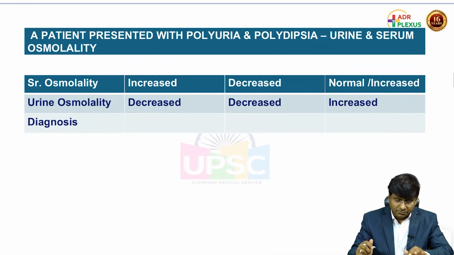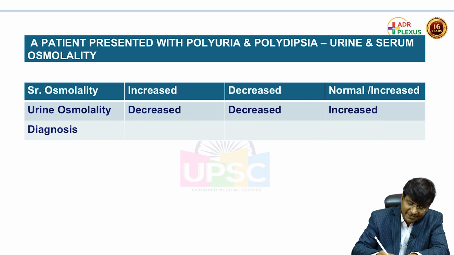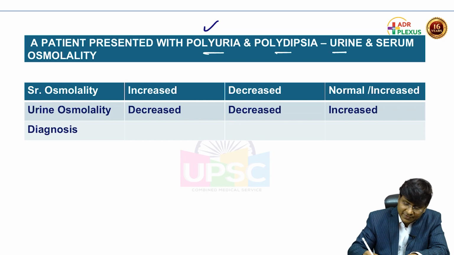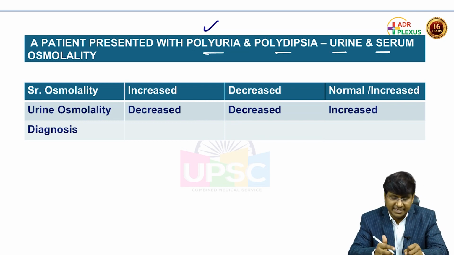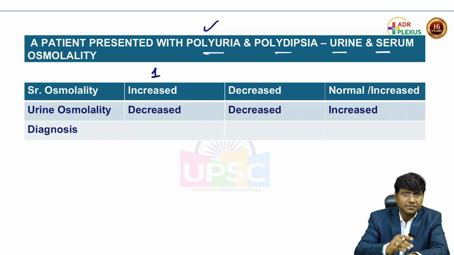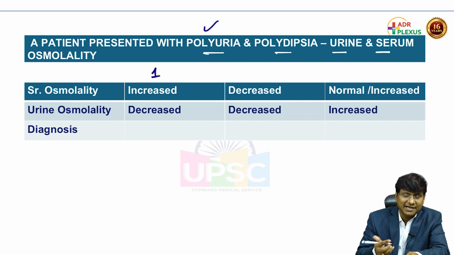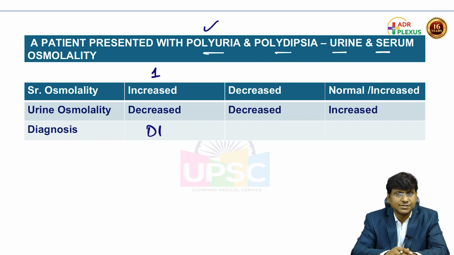Then you take 3 different clinical scenarios. A patient presented with polyuria as well as polydipsia, and urine as well as serum osmolality parameters are given here, right? So you take the first patient. Serum osmolality is increased, urine osmolality is decreased. Where do you have that? In patients with diabetes insipidus.